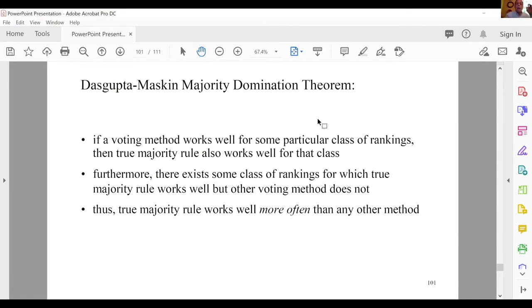And that means that there's a precise sense in which true majority rule works well more often than any other method, because if some method works well in some circumstances, true majority rule must also work well in those circumstances, and there will be other circumstances where true majority rule works well and the other method does not.